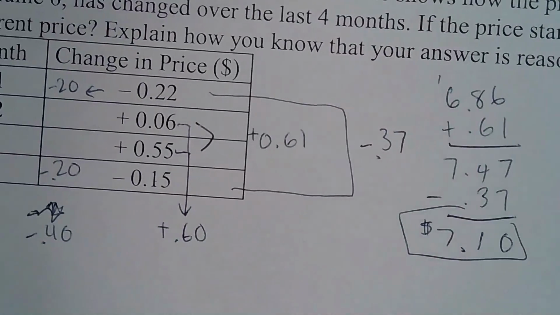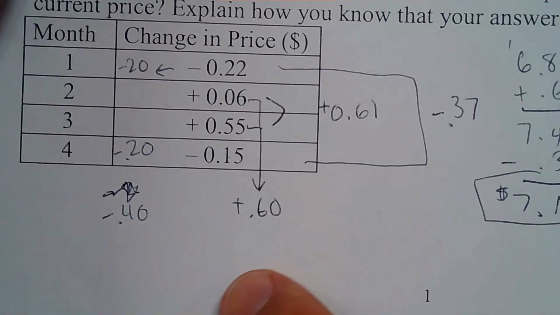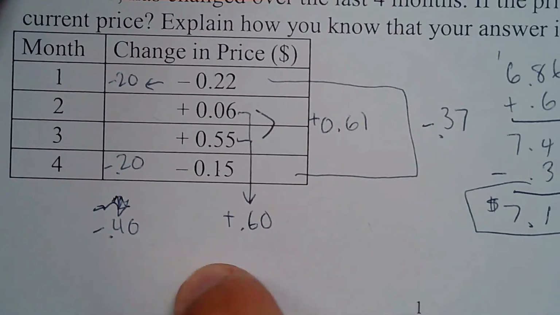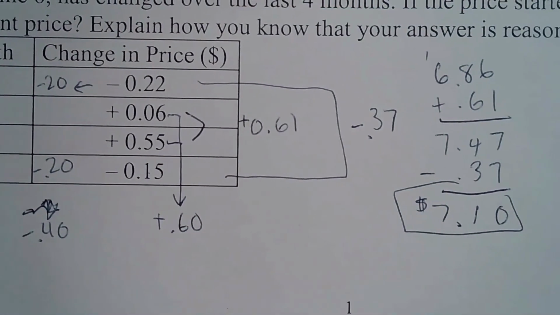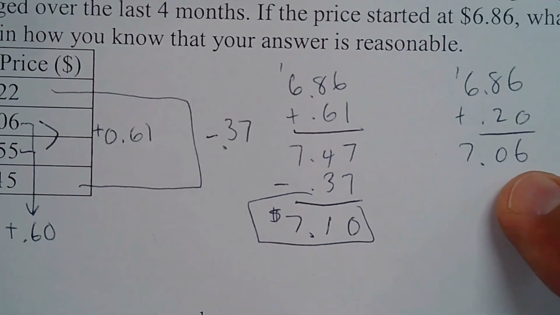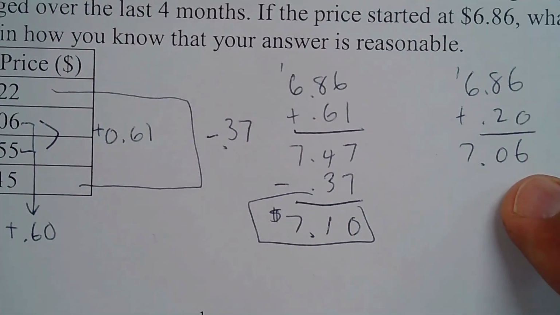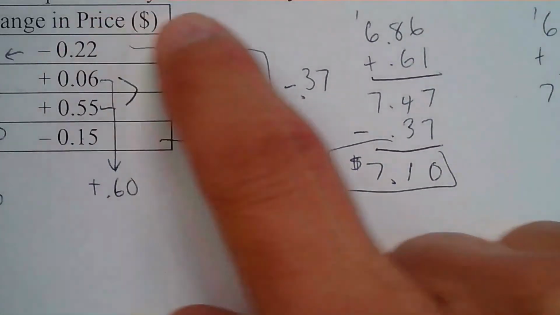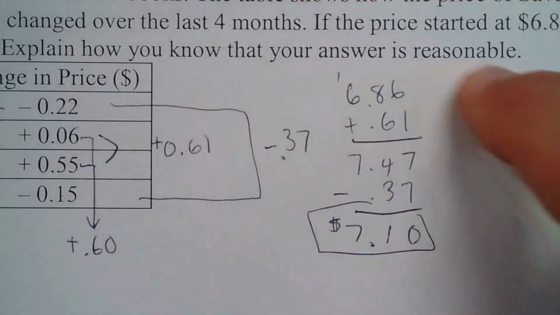Okay. So why would you do something like this? Because it's faster. And oftentimes in the real world, we're just trying to quickly figure out in our heads, well, what's a reasonable cost for this? Well, about $7, something like that. So explain how you know your answer is reasonable.